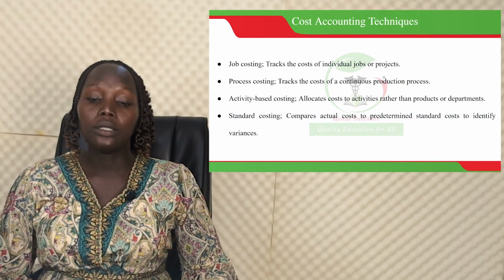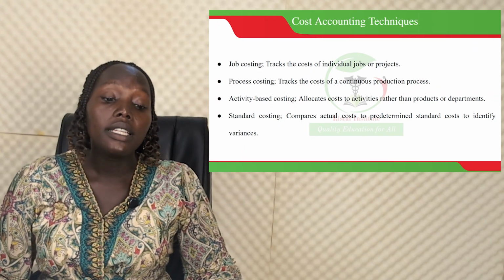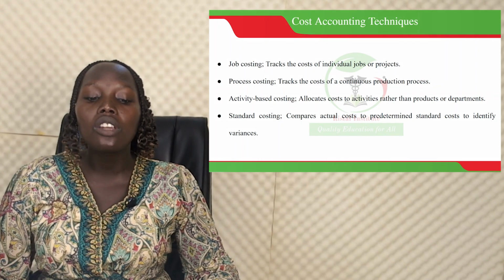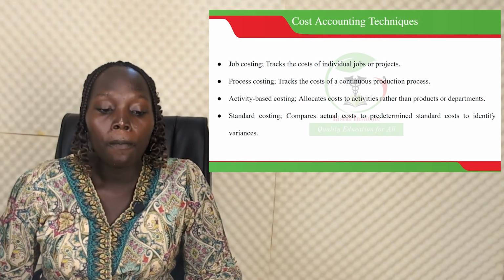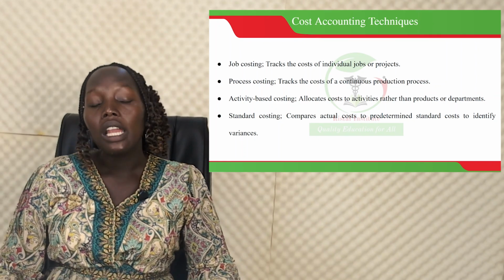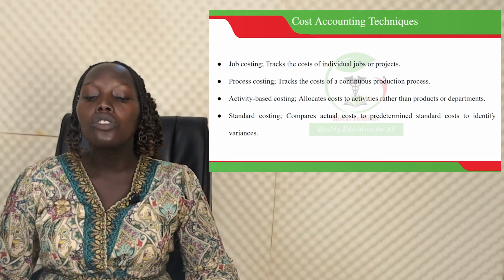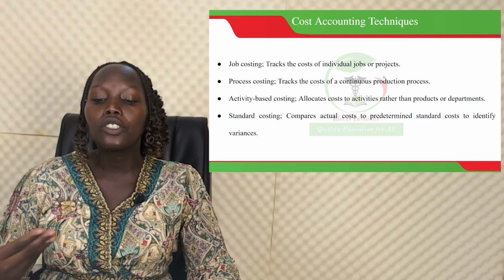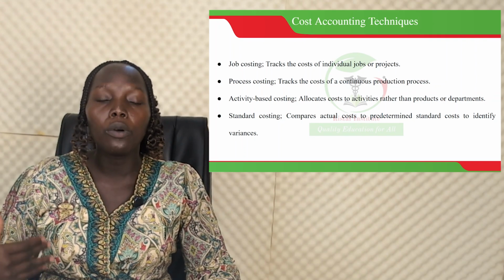And then let's look at the cost accounting techniques. We have job costing. Job costing tracks the cost of individual jobs or products. And then we have process costing. Process costing tracks the cost of continuous production processes, the process that you keep on doing continuously.